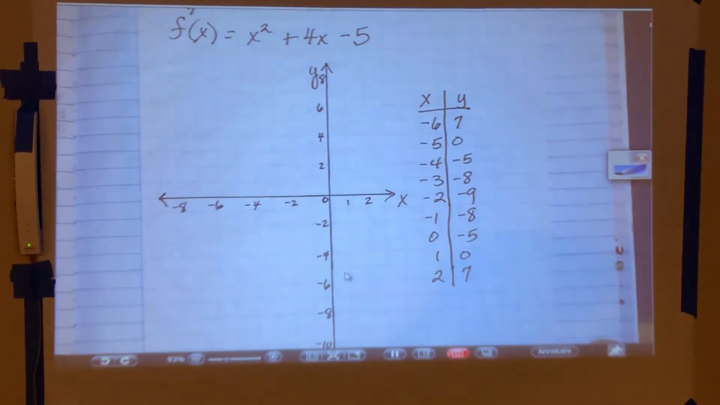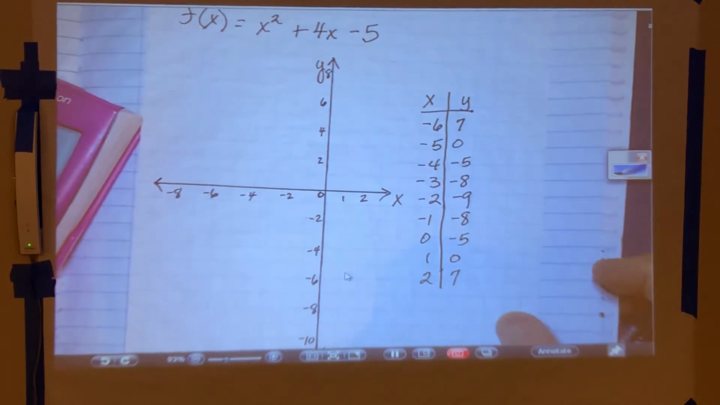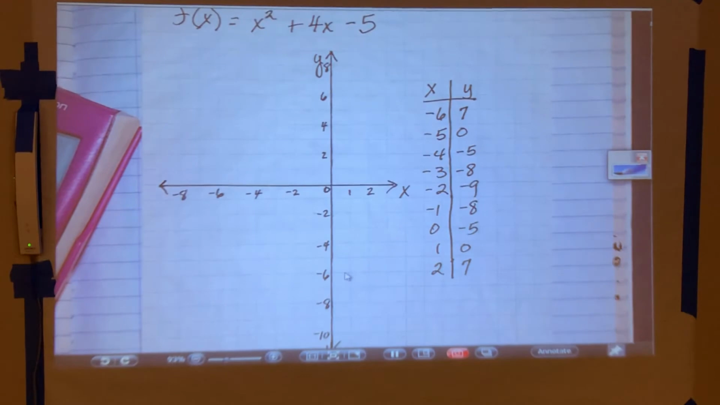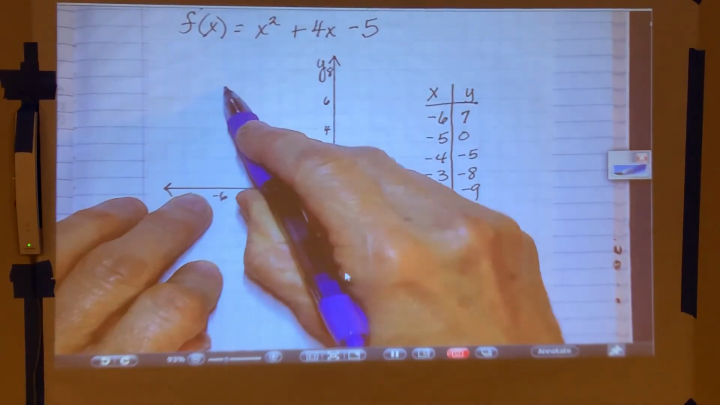All right, so you've got it all fleshed out, and now all you need to do is plot these ordered pairs. So I'm going to grab a different ink color here and let's get after it. So -6 and +7 would be right here.